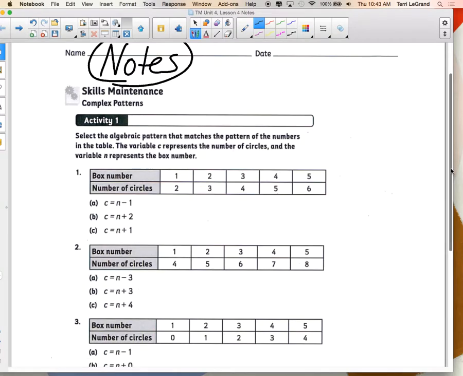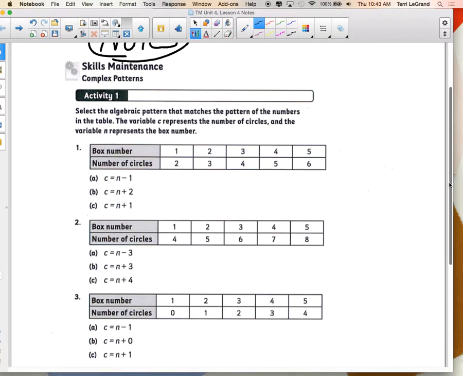Okay, so we're looking at number 1, and we're doing it again, just like we were yesterday, giving an algebraic pattern for a table that has a box number and the given number of circles in that particular box. So we know we have to show work for these, so how could we start the work underneath this one right here? How do we show the work underneath that one? Sylvia?